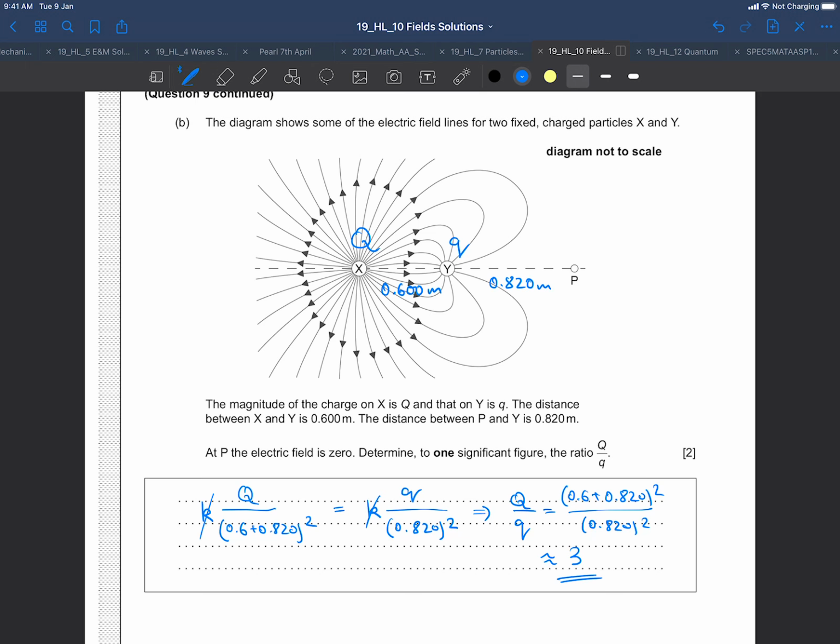Now, you could say that they have to have opposite signs, obviously, so you could perhaps write that as -3, but I checked the mark scheme and it doesn't really matter. So yeah, just in magnitude, the ratio is 3.